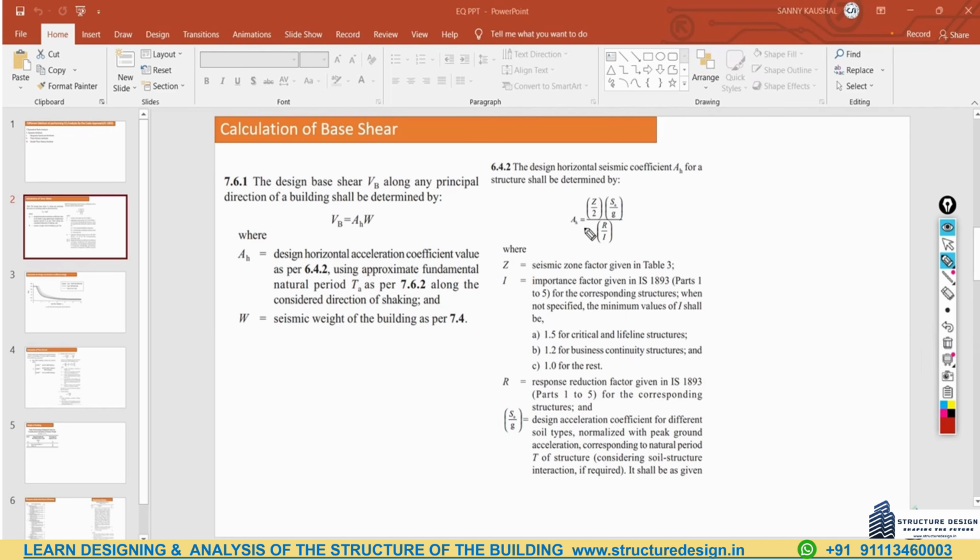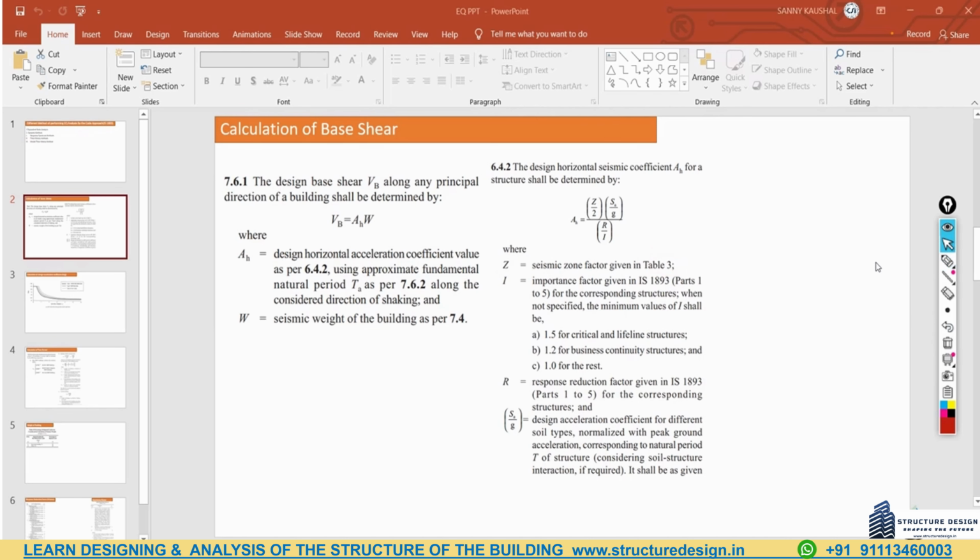So in this Ah formula, which we call the design horizontal coefficient, you will get different terms, that is Z, S_a by g, R and I. So let us see what all the terms are. Z is the seismic coefficient factor. This seismic zone factor is given in Table number 3.